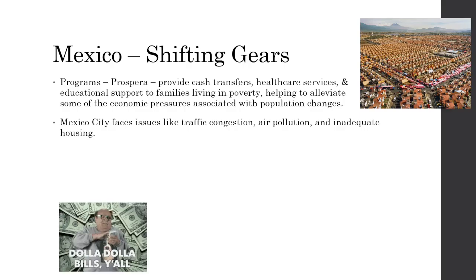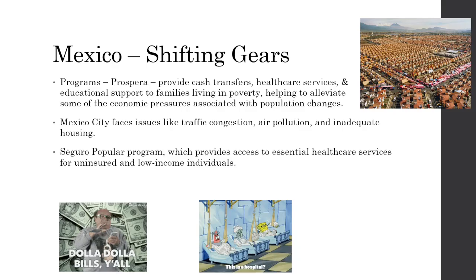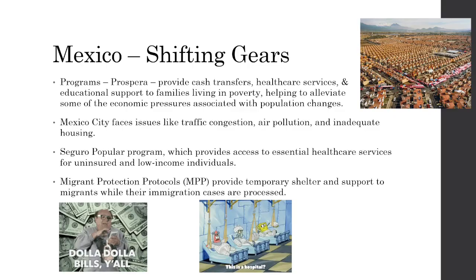Mexico City, with how clustered it is, has faced issues with the proximity of populations, such as traffic congestion, air pollution, and inadequate housing. There's not enough housing for everyone. There is scarcity. I remembered it this time. The Seguro Popular program provides access to essential healthcare services for uninsured and low-income individuals. Migrant Protection Protocols, MPP, provide temporary shelter and support to migrants while their immigration cases are processed.